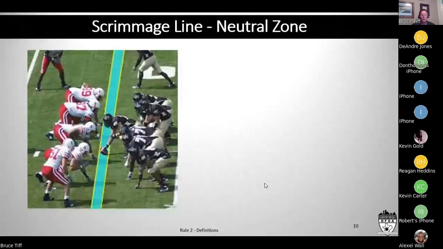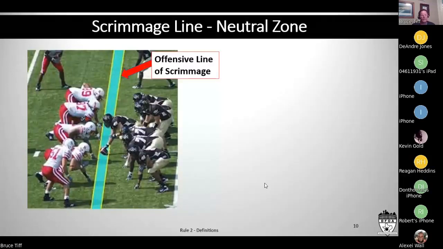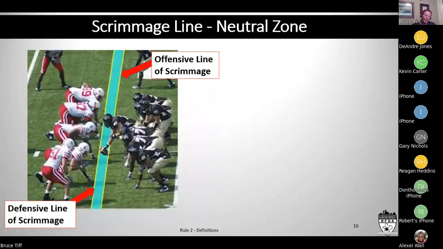Now, we mentioned two lines of scrimmage. Let's talk about those so you understand what they are. The offensive line of scrimmage is simply the line that intersects the end of the football that's on the team A side of the ball. And from that, you can probably imagine, what is the defensive line of scrimmage? Well, that's the line that intersects the point of the ball that's closest to team B, or the team on defense, in this picture. So that's the definition of the neutral zone.